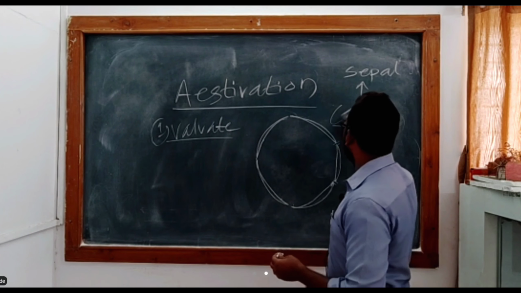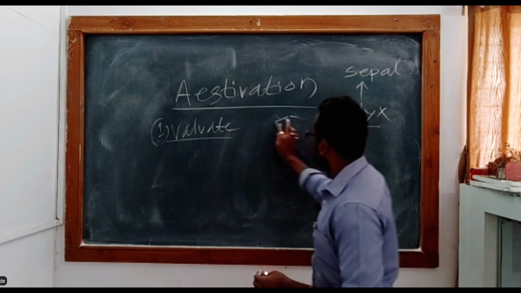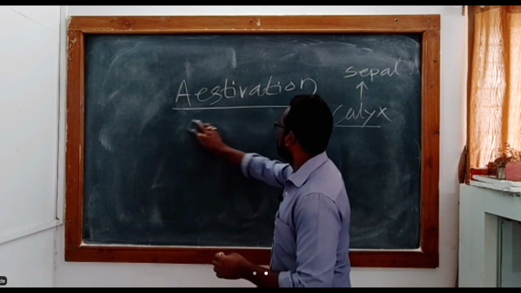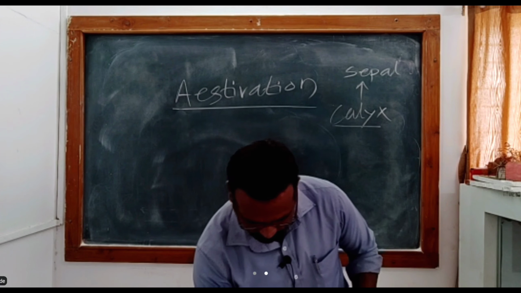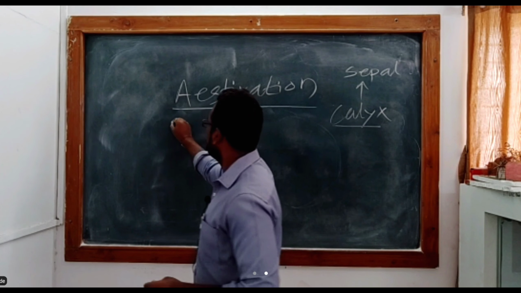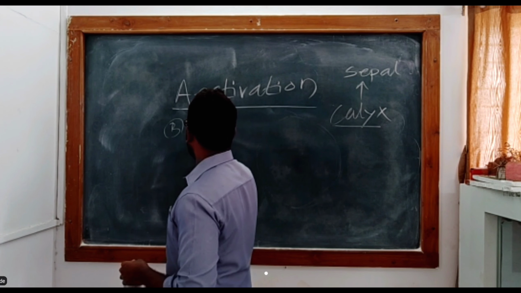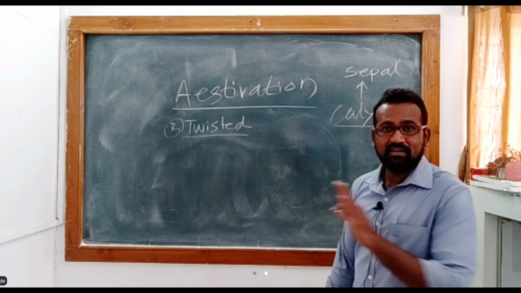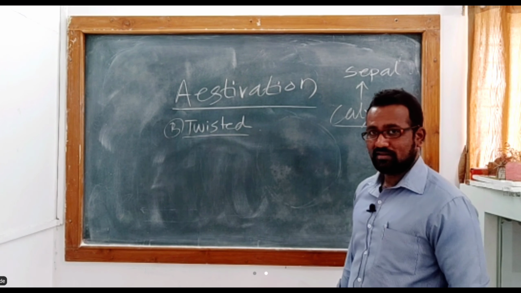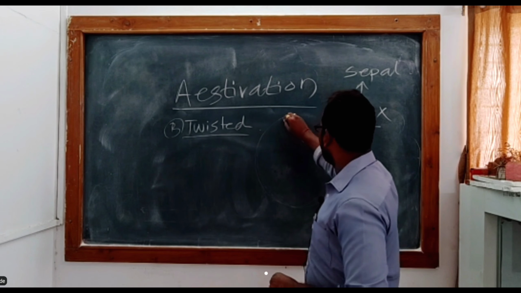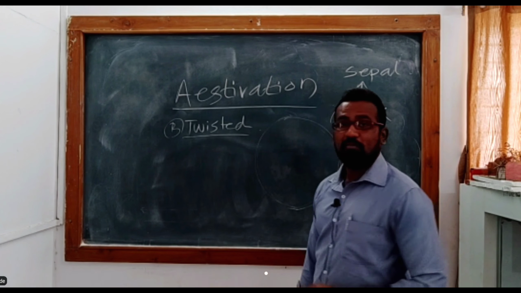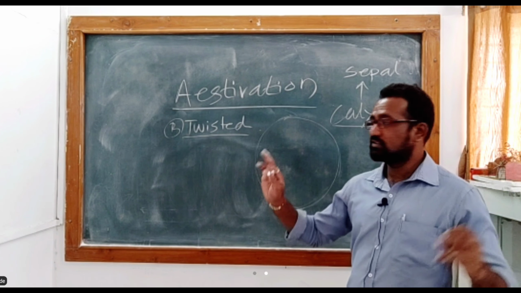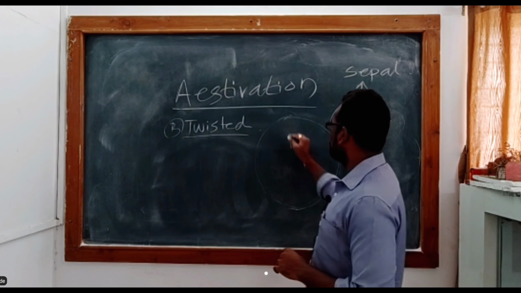So here we are going to wipe out this because we are going to discuss the next type of aestivation, that is twisted aestivation. Twisted aestivation, the name indicates, it will be very easy to remember. If you draw a circle once again, we are talking about the sepals in calyx, petals in corolla. In both calyx and corolla, aestivation is common.